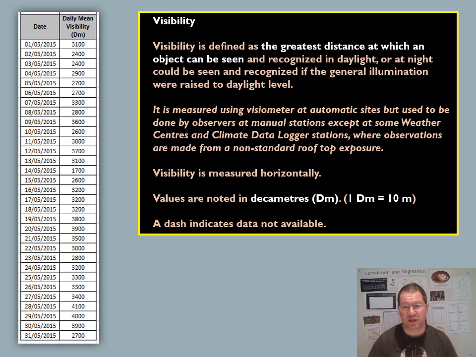The values are noted in decameters, dam. 1 decameter is 10 meters. It says a dash indicates data not available, but I haven't actually found any data which isn't available for this column. So on the 1st of May, there were 3,100 mean visibility in decameters and so on. It looks like all the data is rounded to the nearest 100.